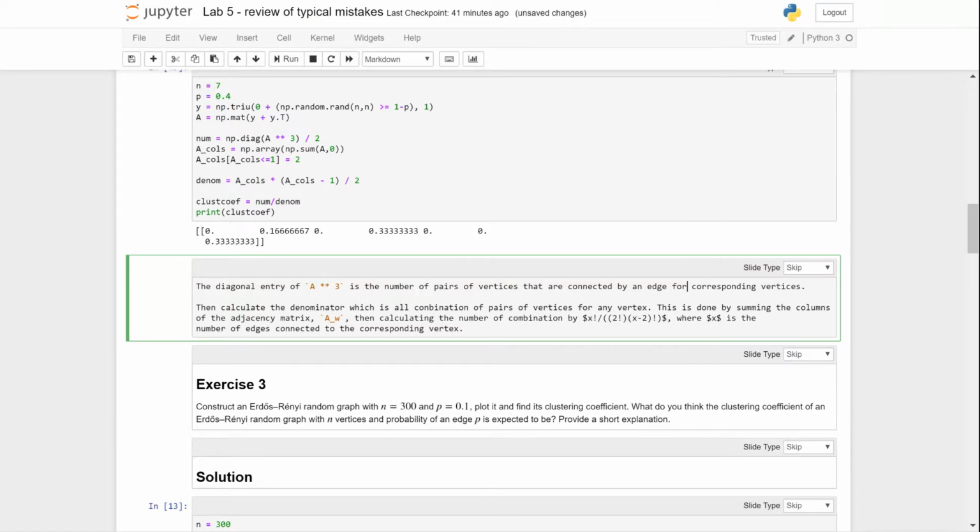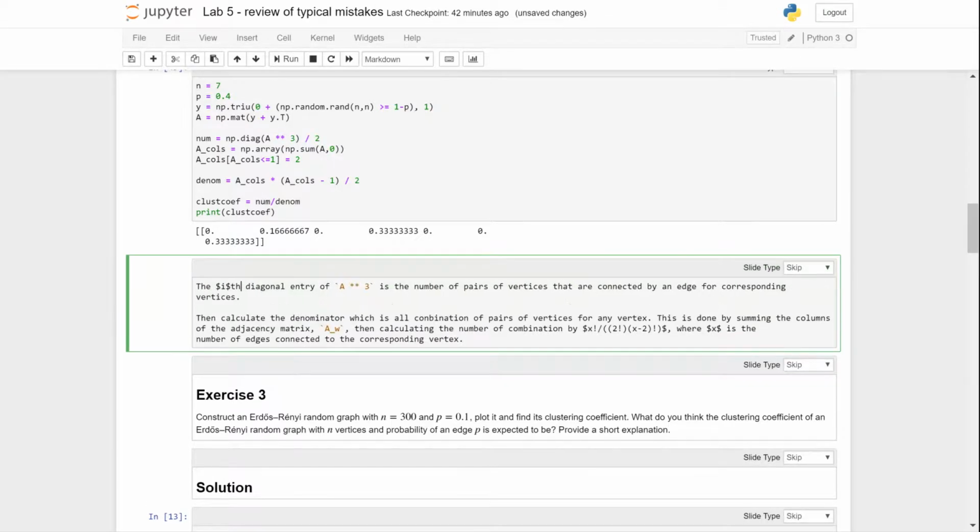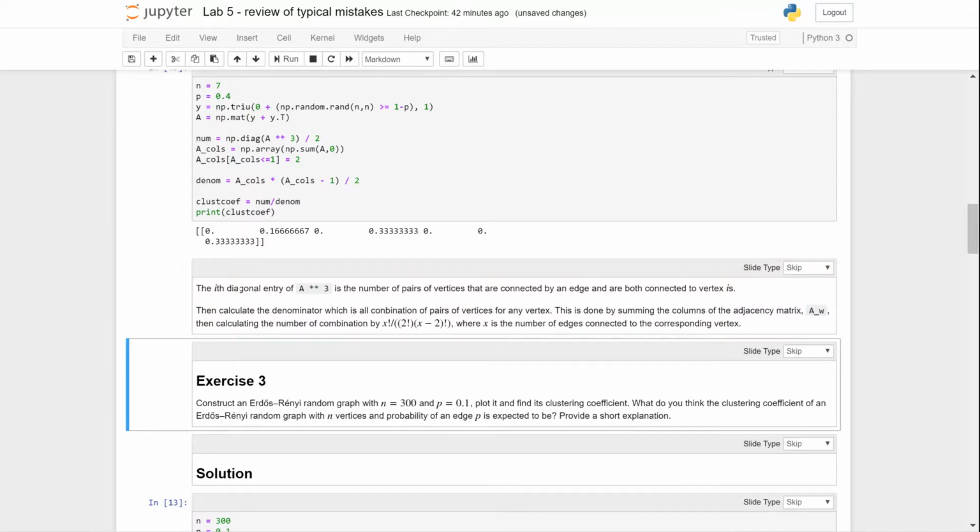What is actually meant here is that the diagonal entries of A cube are indexed by vertices of the graph, right? So we could write something like: the ith diagonal entry of A cube is the number of pairs of vertices that are connected by an edge and are both connected to vertex i. Now it is clear. The ith diagonal entry of A cube is the number of pairs of vertices that are connected by an edge and are both connected to vertex i.